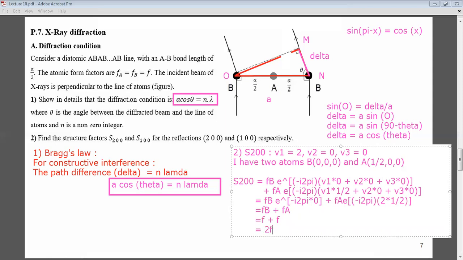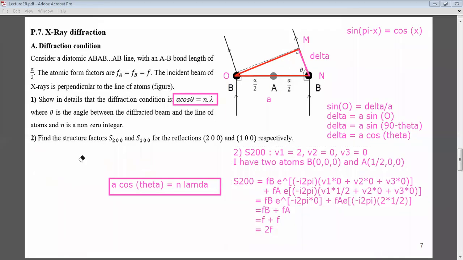So this is S200. Now to calculate S100, I'm going to do exactly the same.